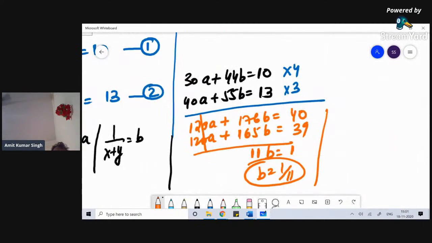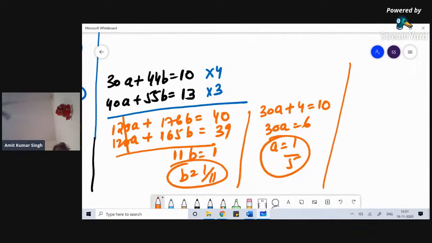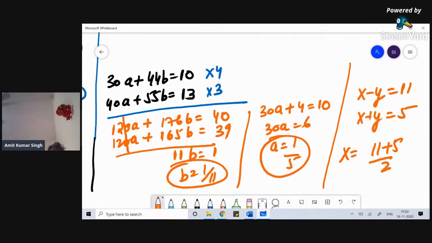Once you get the b value, you can find the a value. So 30a plus 4 is equal to 10, so 30a is equal to 6, so a is equal to 1 by 5. So 1 by b, that is x minus y, is equal to 11, and x plus y is equal to 5. You remember question number 1: upstream is 11, downstream is 5. So what is the value of x? x is 11 plus 5 by 2, so the value of x is 8. What is the value of y? y is 11 minus 5 by 2, that is 3. Already we did question number 1.